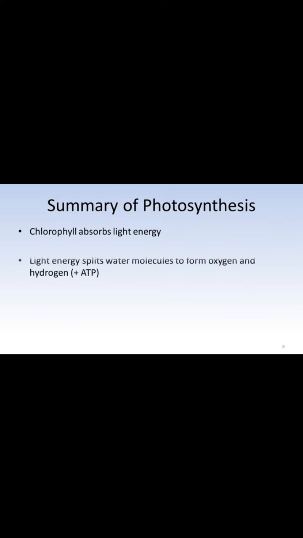So let us now summarize what happens during photosynthesis. At the beginning, chlorophyll will absorb the light energy. This energy will then cause water molecules to split into hydrogen and oxygen. The oxygen will be given off at this point. Some energy is also given off.